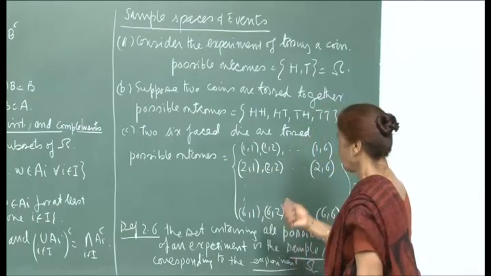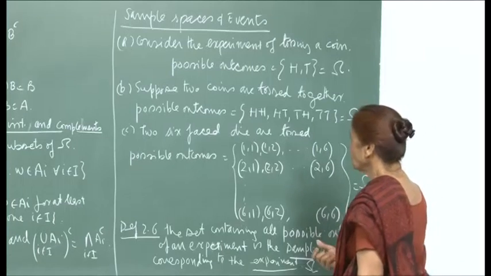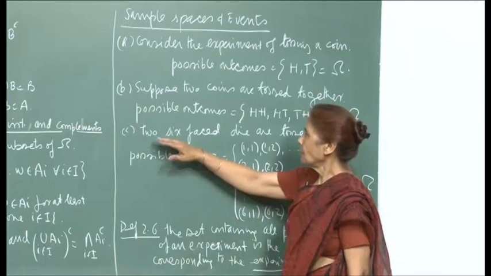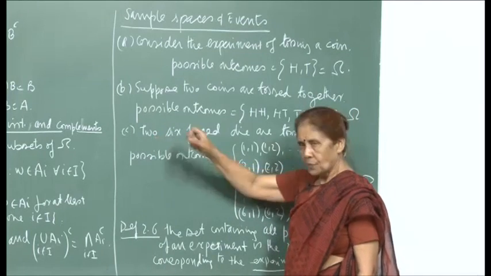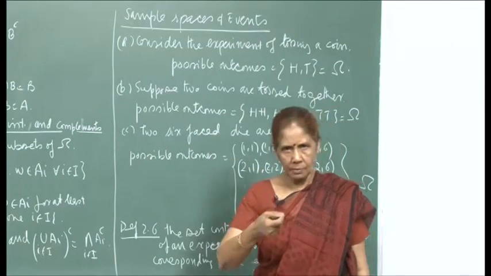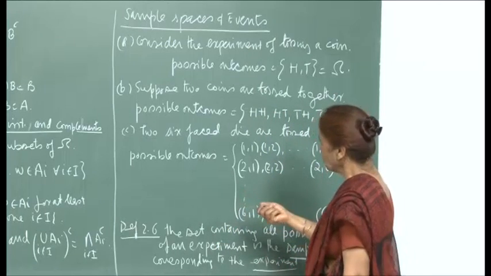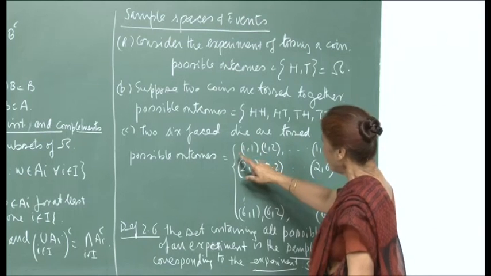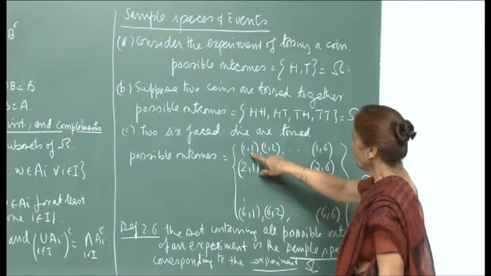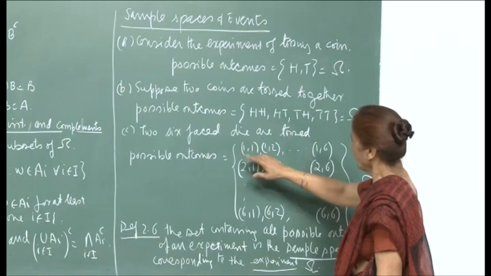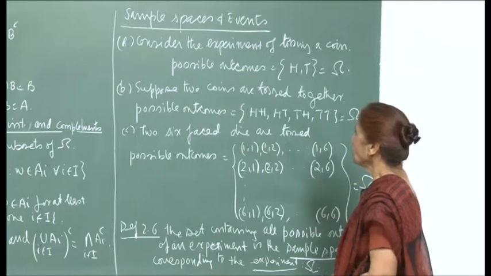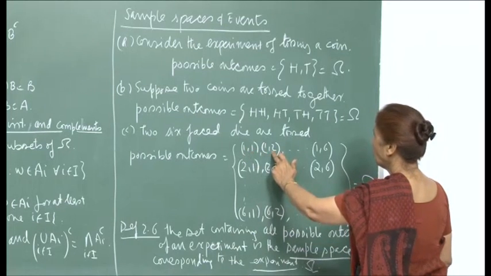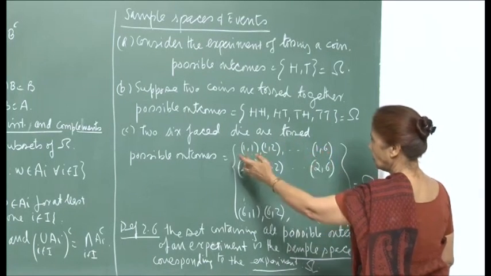Now, if you are tossing two 6-faced dice, here again we will number one die as number 1 and the other die as number 2. The outcomes will be recorded as whatever number shows for the first die and whatever number shows for the second die. In that case, it will be a pair of numbers, each from 1 to 6, and therefore the possible outcomes will be (1,1), (1,2), up to (1,6).